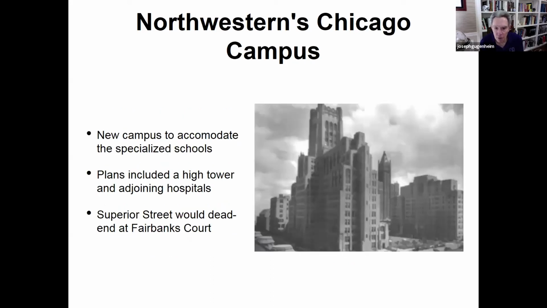The new campus was going to accommodate and draw together all the specialized schools around Chicago: medical, dental, pharmacy, and commerce school, which became the business school. The plans were to include a high tower for the medical building with lower buildings around it. Superior Street was going to dead end at Fairbanks Court. Next.